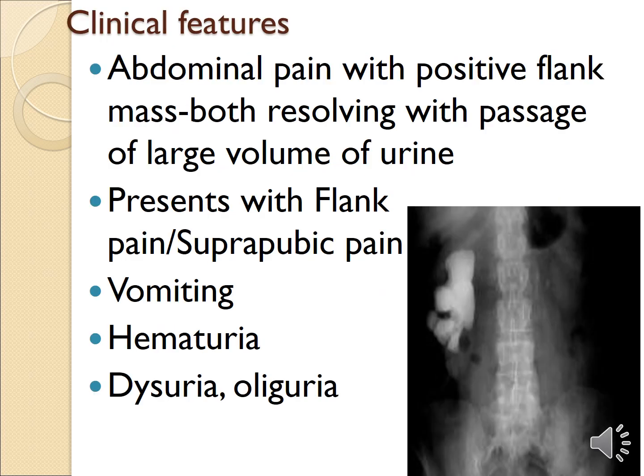Clinical features. The very obvious clinical feature is abdominal pain with a positive flank mass, and both resolve with the passage of a large volume of urine. They may present with flank pain, suprapubic pain, and they may have vomiting, hematuria, dysuria and oliguria.